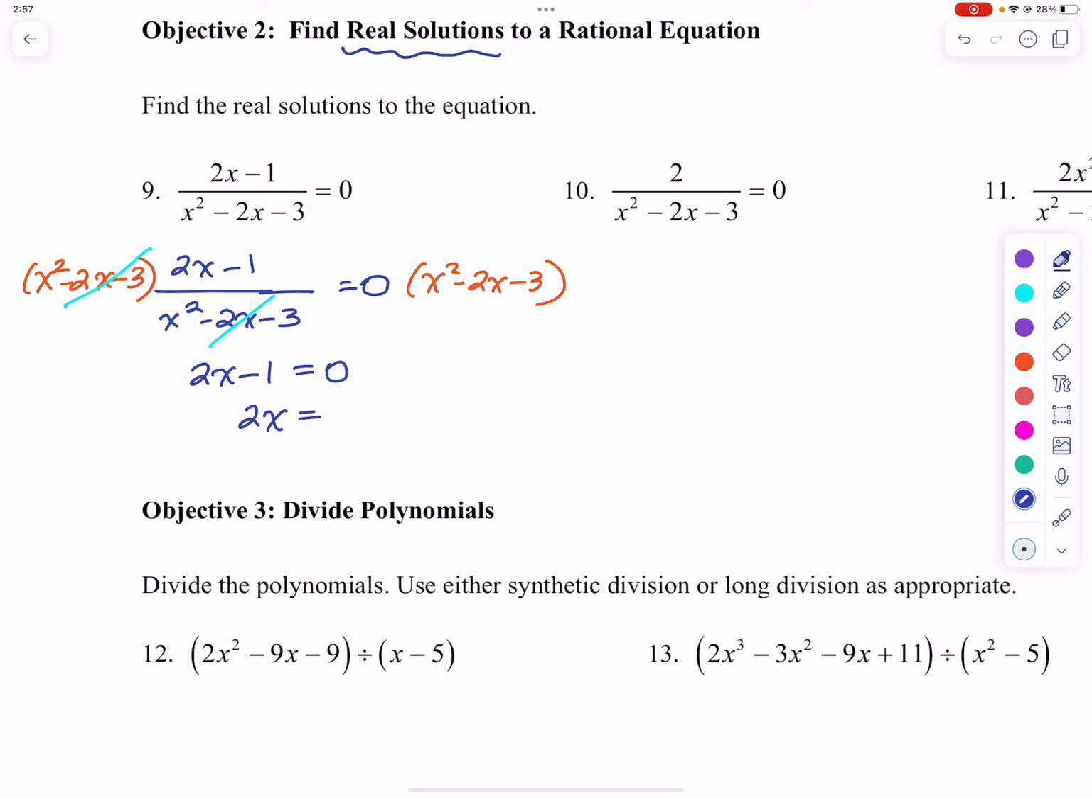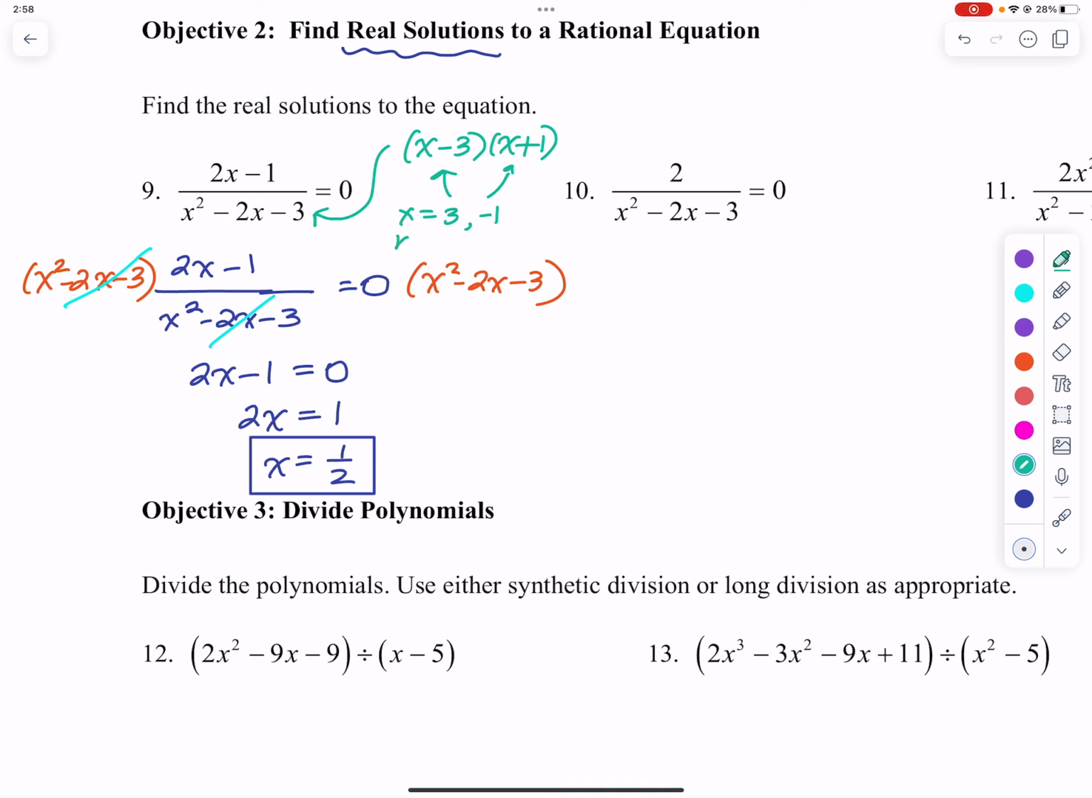And then we will add 1 to both sides and divide both sides by 2. So here we have x equal to 1/2. Now we do have to make sure we don't have a restricted value. So this denominator is x minus 3, x plus 1. So x equal to 3 and x equal to -1 are restricted values. In other words, they cannot be solutions, and we're okay. This is not a restricted value. Okay?